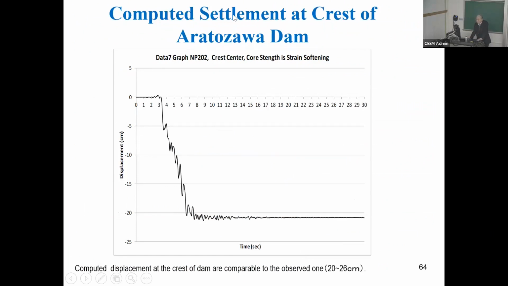This shows the computed settlement at the crest of this dam, over 20 centimeters. The computed displacement at the crest is comparable to the observed one. The observed value is from 20 to 26 centimeters.